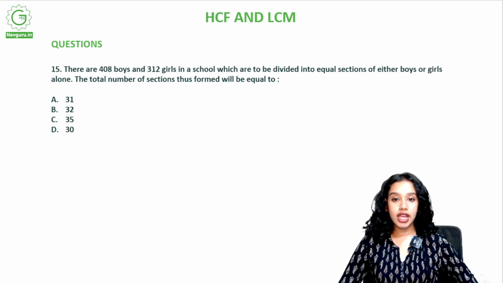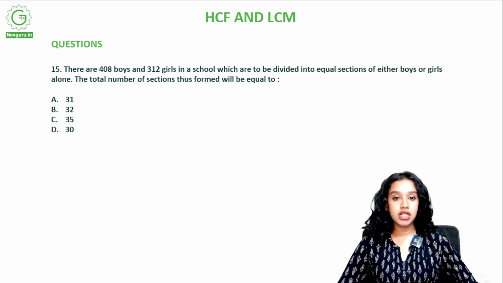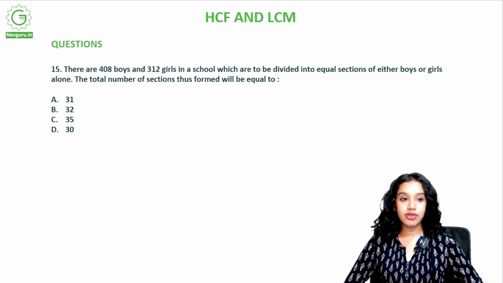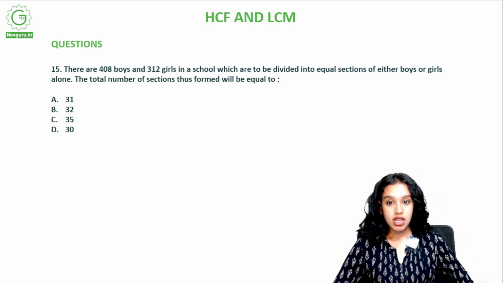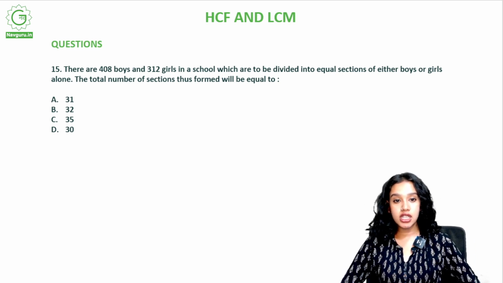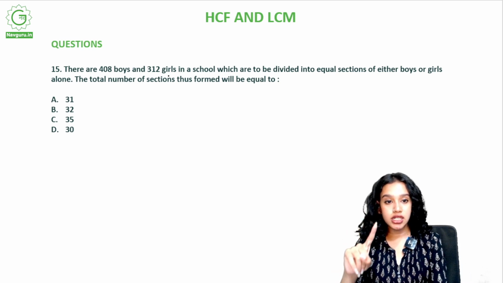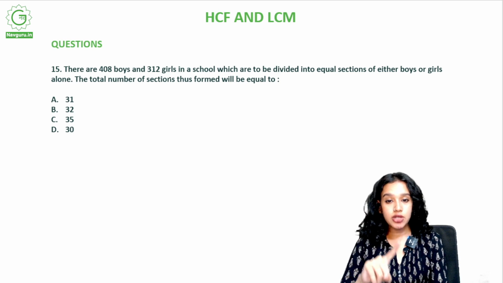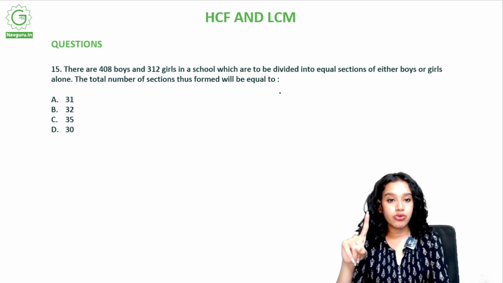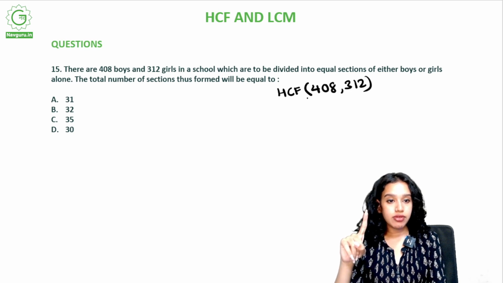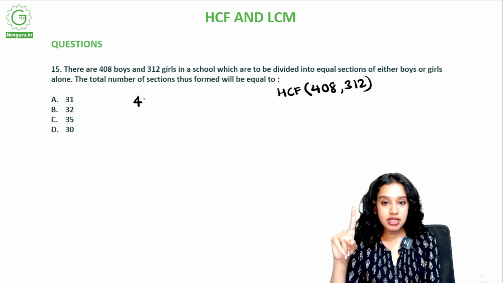Now, there are 408 boys and 312 girls in a school, which are to be divided into equal sections of either boys or girls alone. The total number of sections thus formed would be. So we have 408 boys and 312 girls. Let's find the highest common factor of 408 and 312. We have 408 inside and 312 outside.